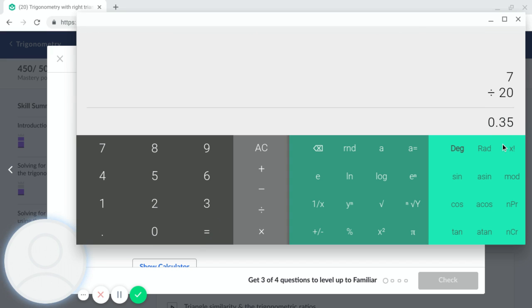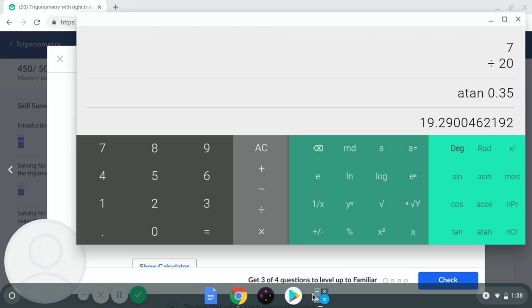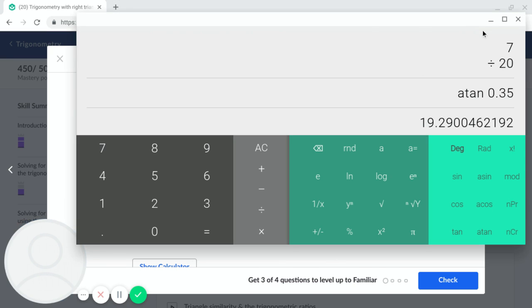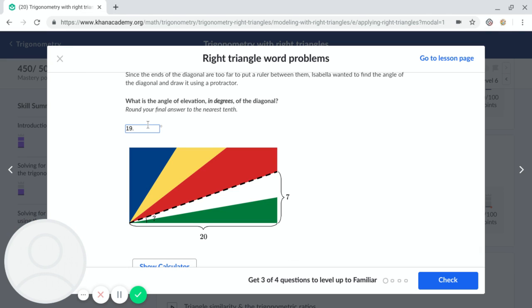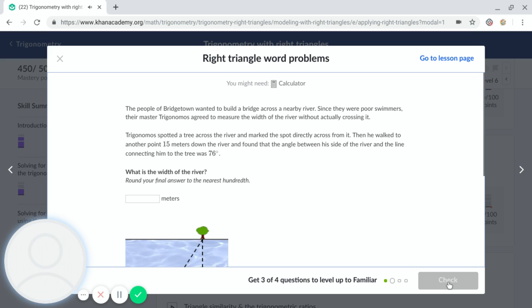Also, make sure your calculator is in degrees, not radians. Very important stuff. I can say from past experience, I've gotten problems wrong on here until I found out that you need to make sure your calculator is on degrees, not radians. Anyway, let's move on to the next question.